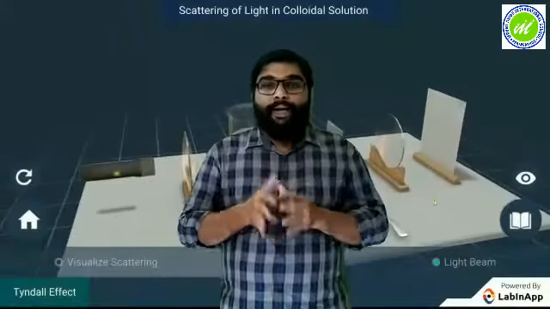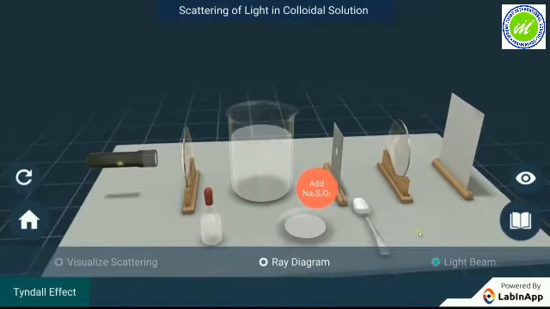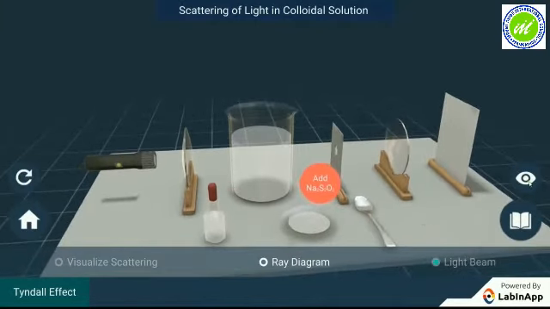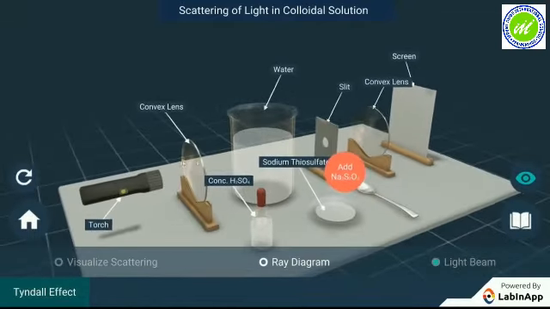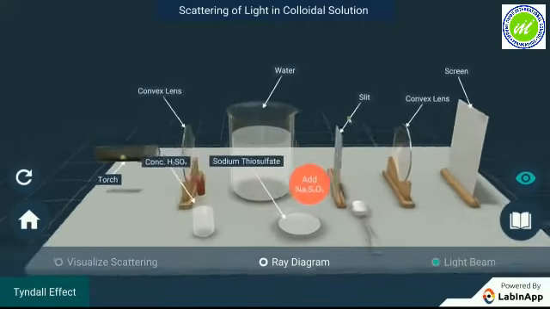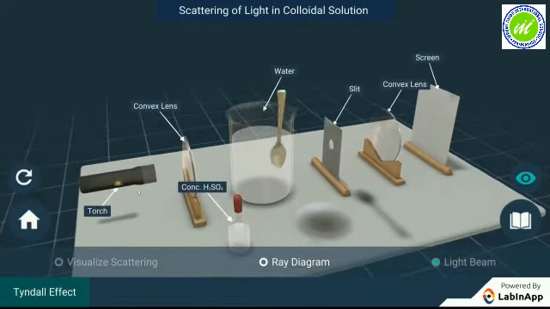Now let's go through an activity to explain scattering. A source of light is placed at the focus of the convex lens to give parallel beam of light. A beaker with water, a cardboard with slit, a convex lens and a screen are arranged as shown. Add sodium thiosulfate and concentrated sulfuric acid into the beaker and stir well. Pass the beam of light and observe the solution and the screen.